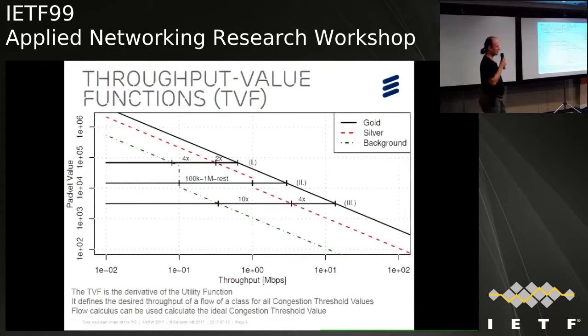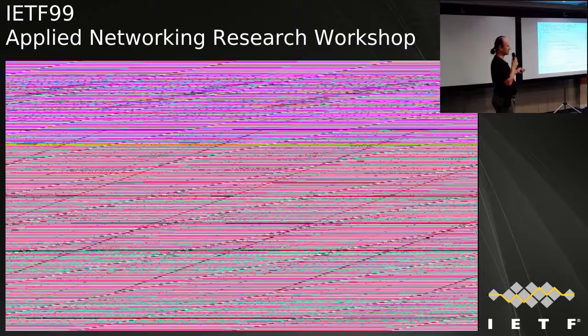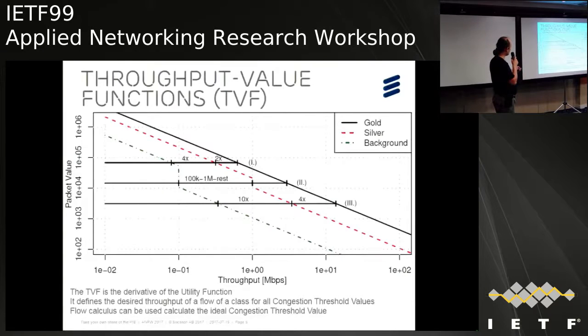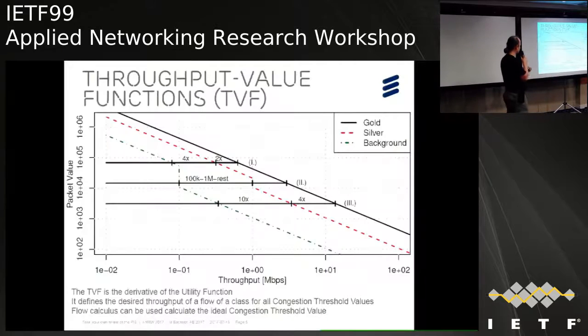So what are these throughput packet value functions? This is actually a derivative of the utility function, and it defines the desired throughput of a flow of a class for all congestion threshold values. So what is an example for that? We have three classes here: gold, silver, and background. The horizontal lines are congestion threshold values. In the most congested case, which is the highest congestion threshold value, we say that a silver flow should get 4 times the throughput of a background flow, and the gold flow should get 2 times the throughput of a silver flow. But we can set throughput limits.